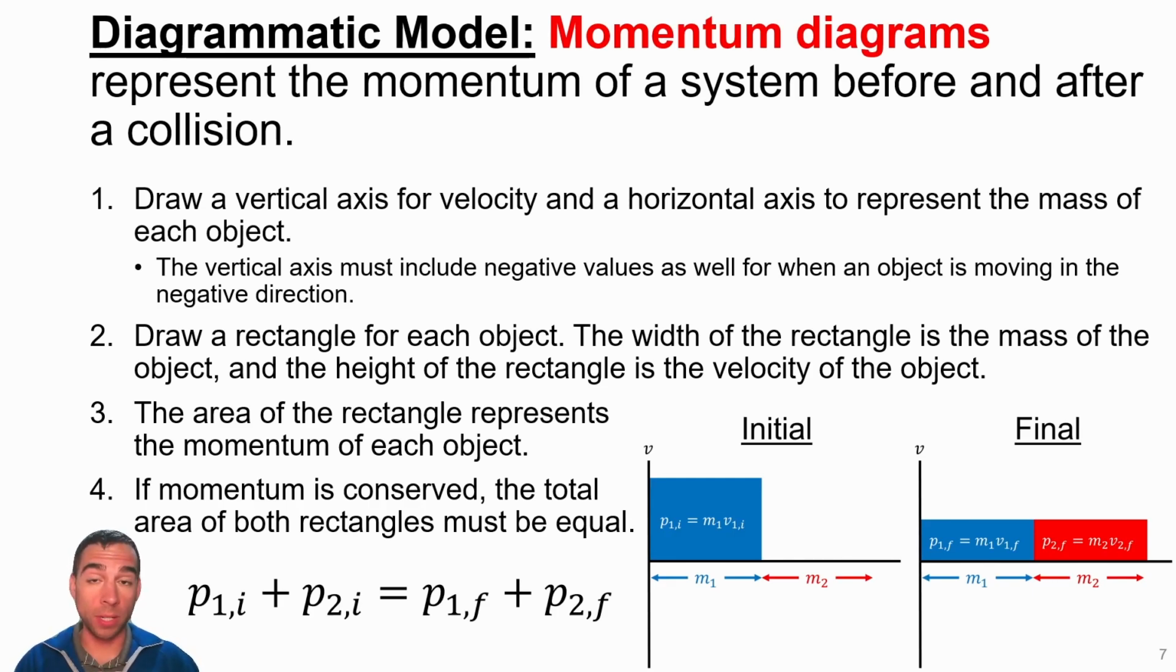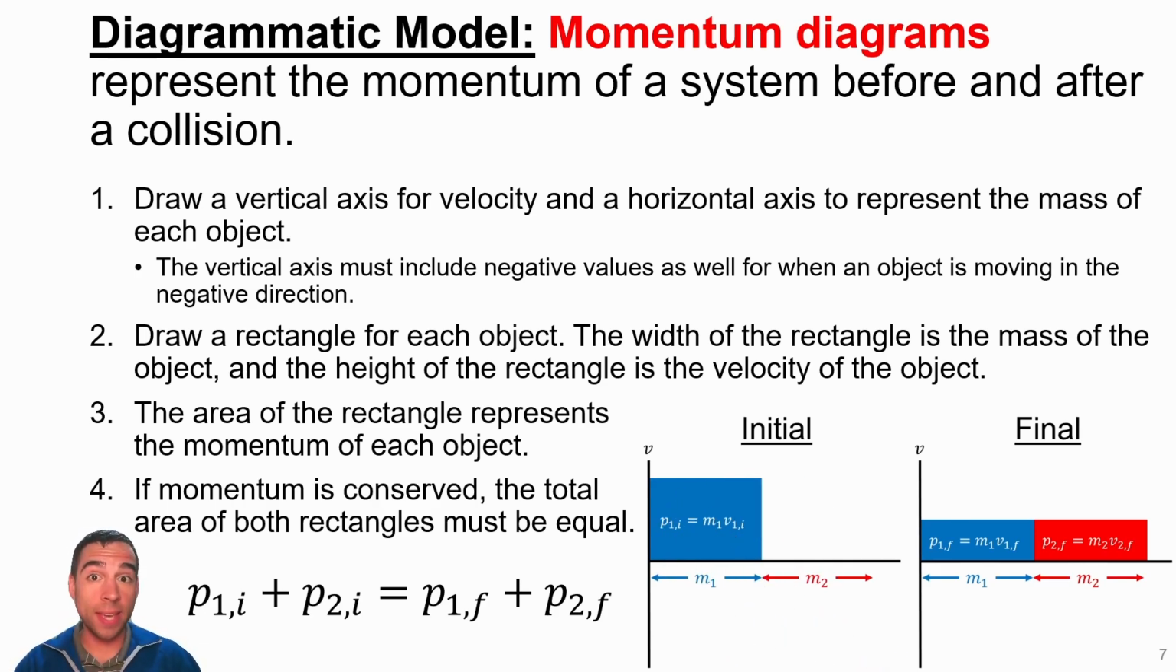The steps for creating a momentum diagram are as follows. First, you'll create these axes. The vertical axis will represent the velocity. So each object might have its own velocity, and we'll represent that in terms of the vertical height of these rectangles that we end up drawing. The horizontal axis will represent the mass. And so if an object is more massive, it will end up having a wider rectangle in these diagrams. And also it's important to note that we can have objects moving in the negative direction, so we need to include some negative values on this vertical axis. You need to draw it such that you could include positive values or negative values.